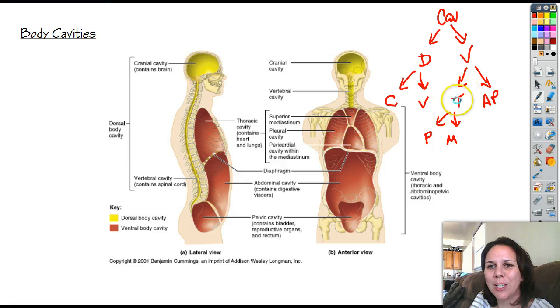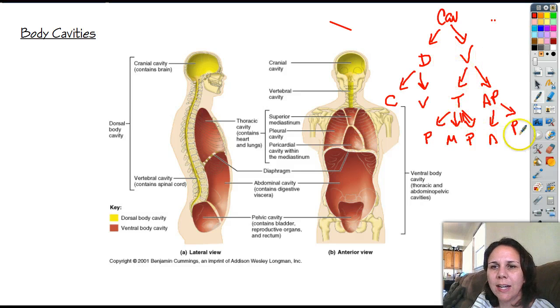So the thoracic is split into the pleural, the mediastinum, there it is, and the pericardial, and the abdominopelvic is split into the abdominal and the pelvic. So this is kind of a simplified flow chart. You might want to fill it in with the real words, but that's kind of a nice easy way for you to see how all the cavities are organized.